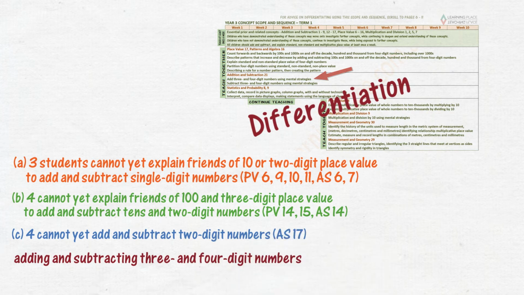All students can engage in the explicit teaching segment of the lesson that includes A, friends of 10, 20 and any decade, 2-digit place value and adding and subtracting single-digit numbers. B, friends of 100 or 3-digit place value to add and subtract tens and 2-digit numbers using place value. C, friends of 100, 3-digit place value to add and subtract 2-digit numbers, and 4-digit place value to add and subtract 3 and 4-digit numbers.